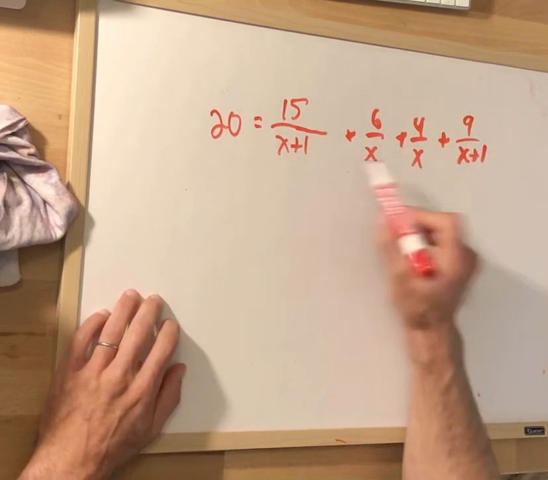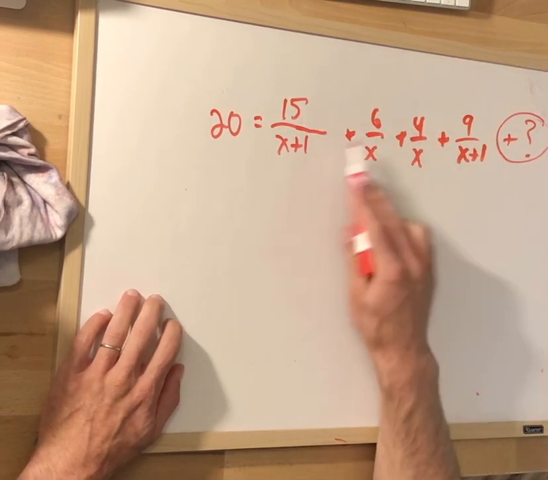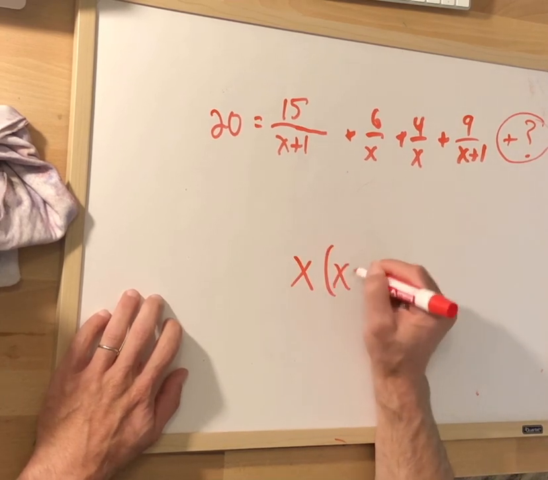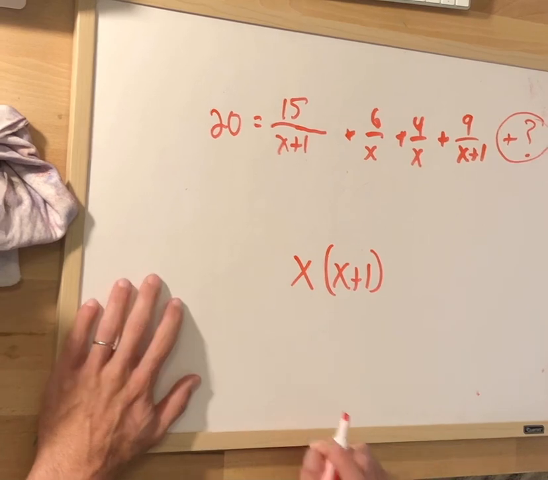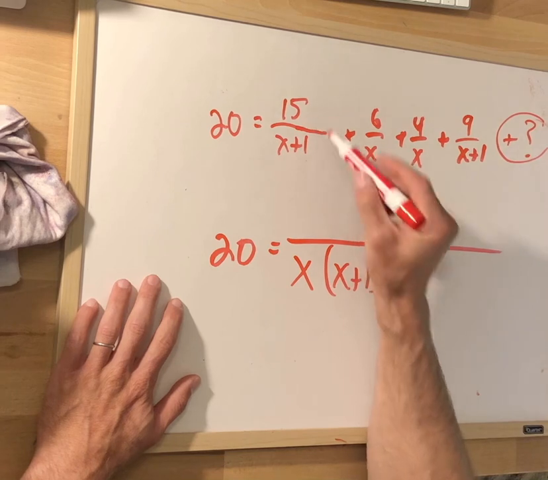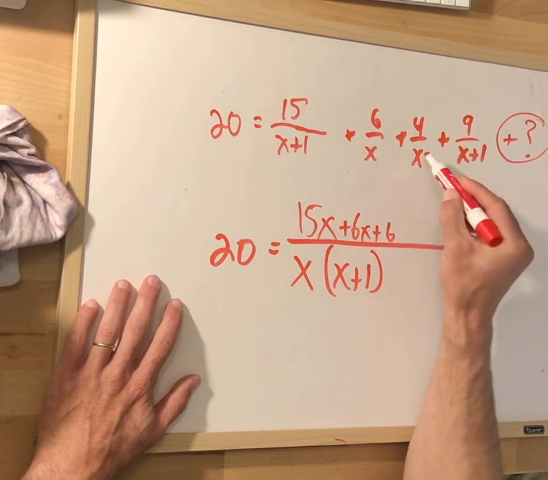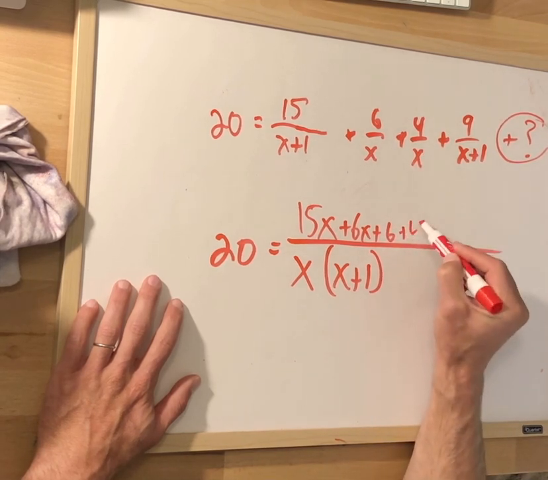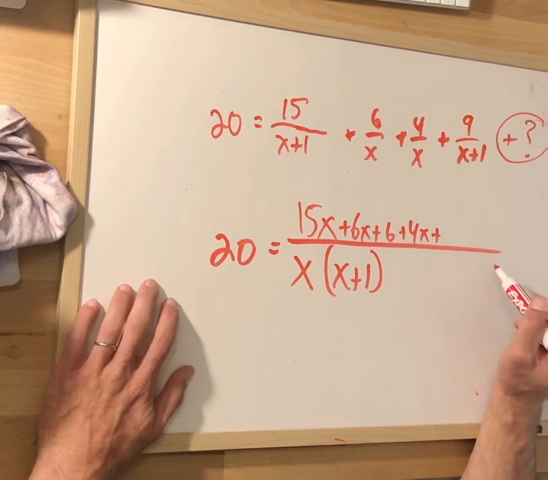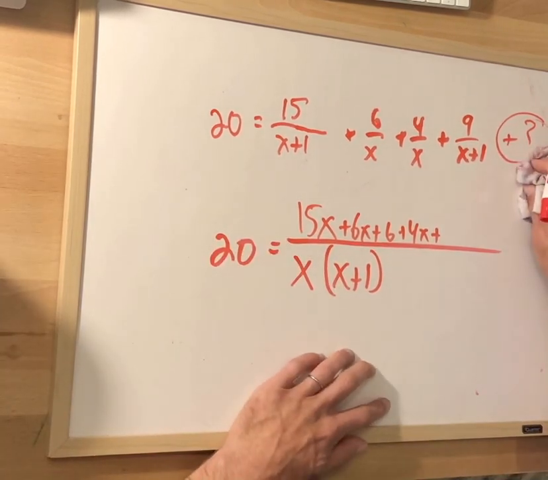Once I add all these together, I have to find a mystery part. Get your common denominator. Your common denominator is going to be x times x plus 1. It's not just x plus 1. That's the simple error. Multiply this by x. Multiply this by x plus 1 to get 6x plus 6. Multiply this by x plus 1 to get 4x plus... Oh, never mind. It's just asking for the straight up area. Oh, that's super easy. Okay.